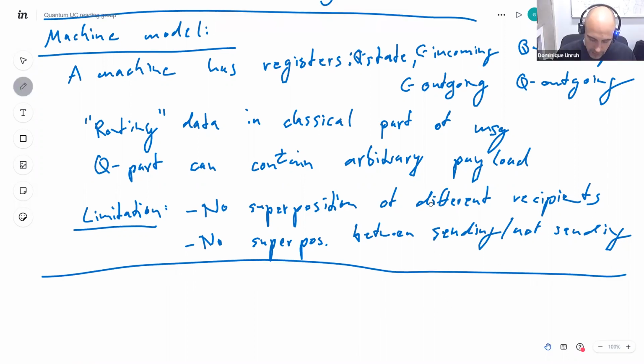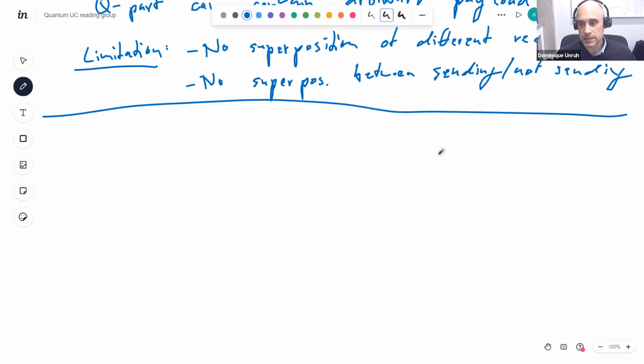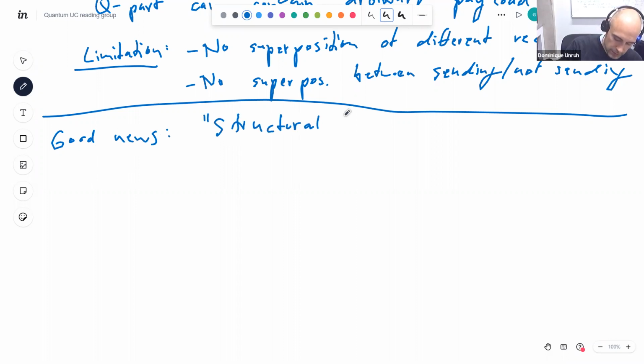Okay, so now you may ask, if we do that, what changes and so on? First, the good news: what I call structural UC theorems still hold. By structural theorems, I mean those that are not talking about concrete protocols, but that say things like the composition theorem or dummy adversary and so on.